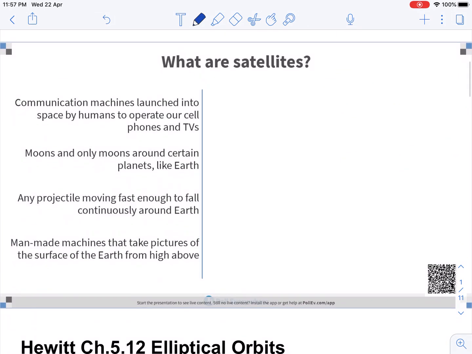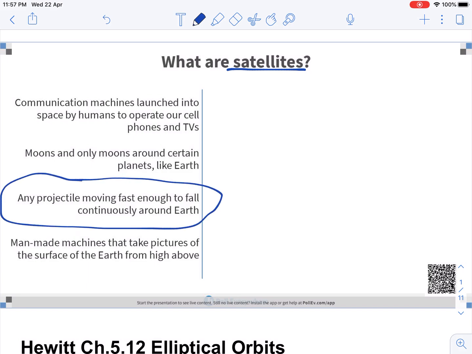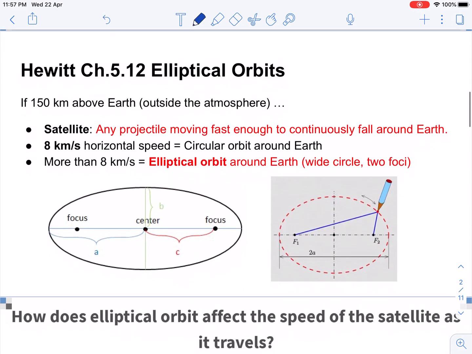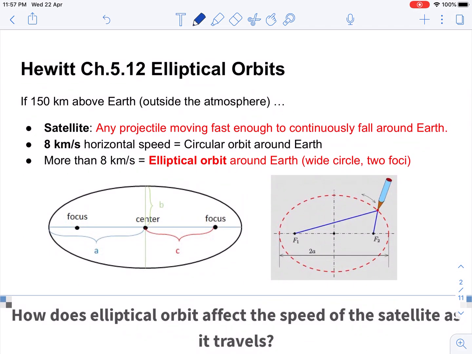I'm going to test fire some Poll Everywhere questions for this when I lecture on this in class. But for now, you can try this on your own, pause the video, and see if you can get which answer it is. The question is, what are satellites? This is review from the previous parts of Chapter 5 that we went over. The correct answer should be this one: any projectile moving fast enough to fall continuously around Earth. So there's that same definition for you right there.